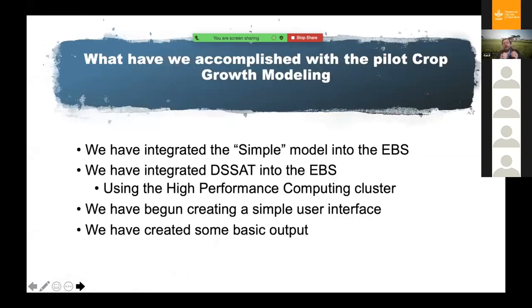So what have we done with our model? We've taken a crop growth model. We start with the simple model and we've adapted it into the EBS platform. We've integrated DSAT into the EBS utilizing the high performance computing cluster, which gives it great capabilities. And we've begun creating simple user interfaces and some basic output.